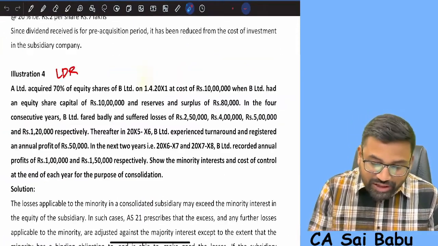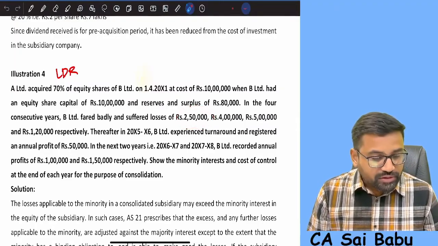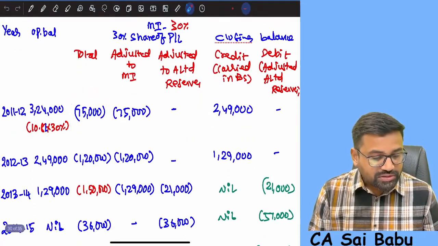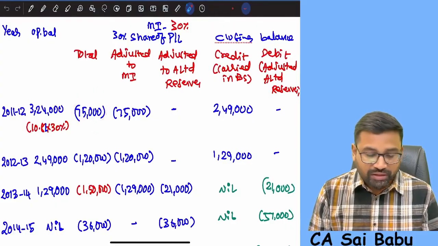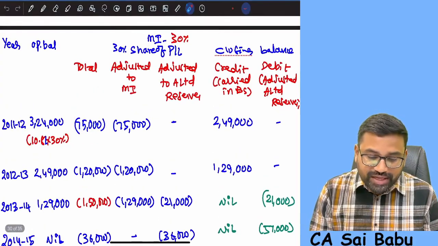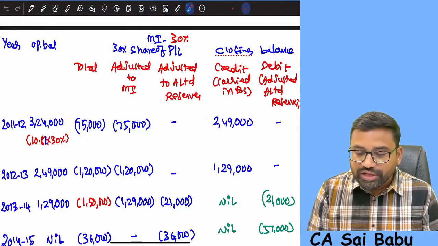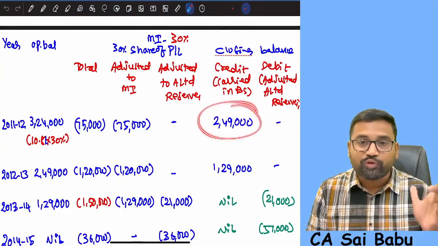Now in the year 11-12, there is a loss of 2.5. In this loss, what is the share of the minority shareholders? 2,50,000 into 30%, 75,000 loss. So that means the minority interest balance is adjusted to 2,49,000. So the closing minority interest balance, a credit balance, which is shown in the consolidated balance sheet, is 2,49,000.